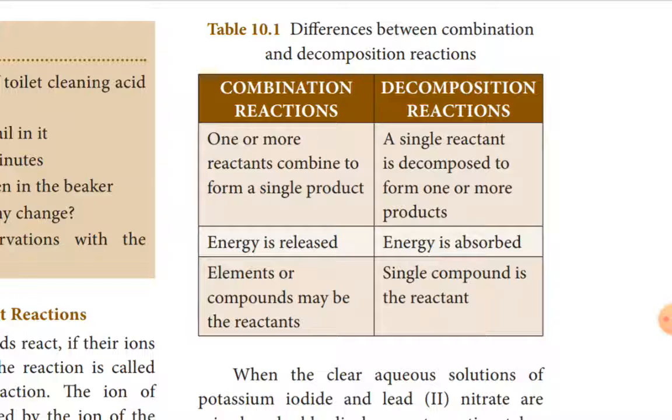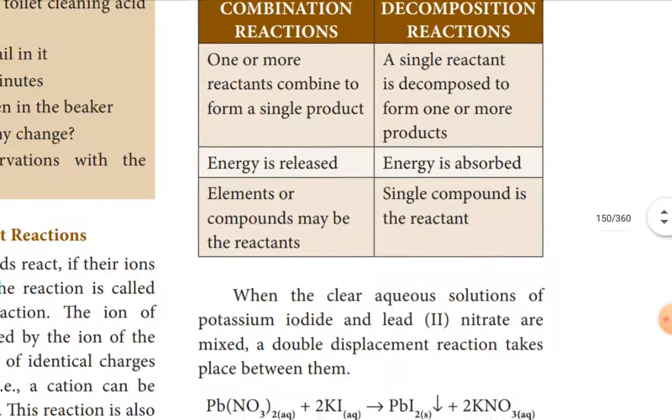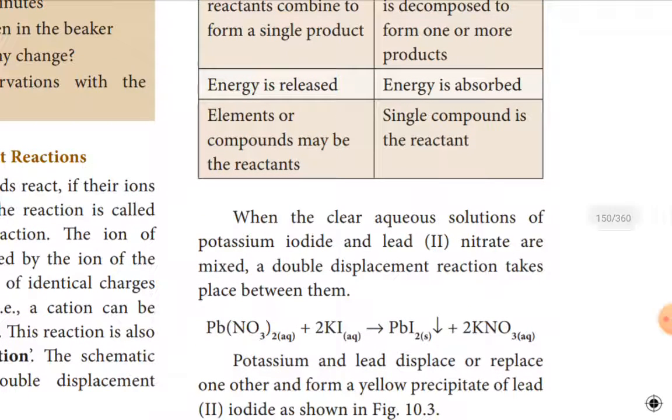So in the combination reaction, elements or compounds may be reactants. Element, compound. Three types already learned. Then in the decomposition reaction, only a single compound is going to decompose. This splits into different products. Then when the clear aqueous solutions of potassium iodide and lead nitrate are mixed, a double displacement reaction takes place.